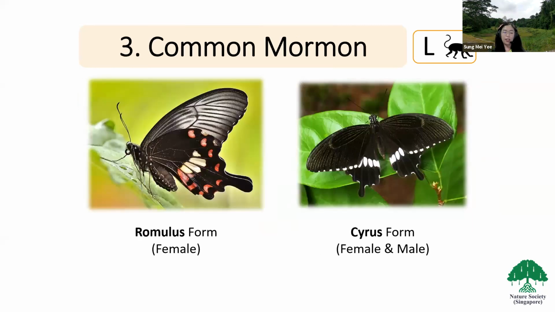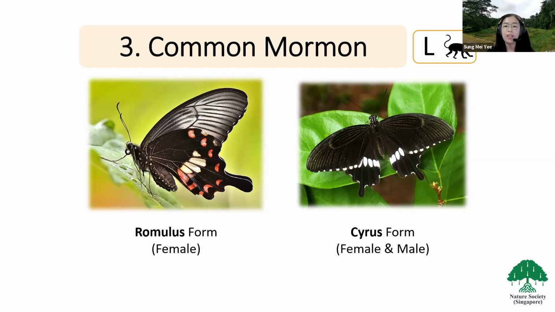And moving on, another butterfly that we'll talk about today is the common Mormon, also a large butterfly. It's also black in color, and the common Mormon can actually exist in 2 forms. On the left, you have the Romulus form, and on the right, you have the Cyrus form. The male common Mormon can only exist in the Cyrus form, so males will always look like the butterfly on the right. Meanwhile, the female common Mormon can exist in 2 forms, either the Romulus form or the Cyrus form.